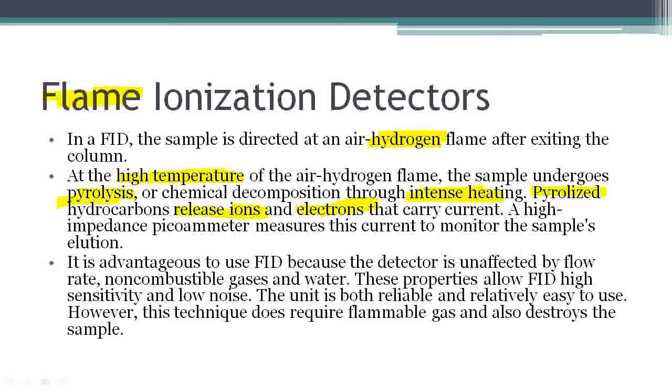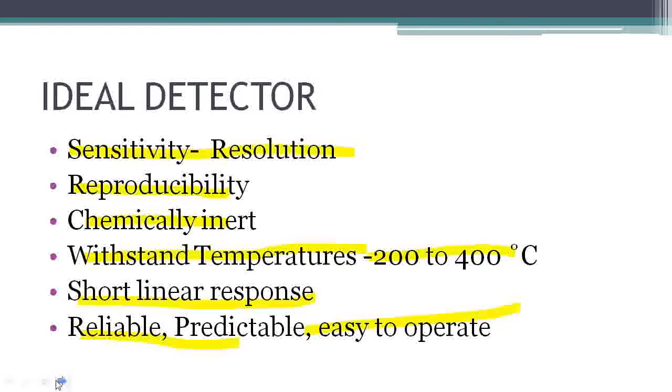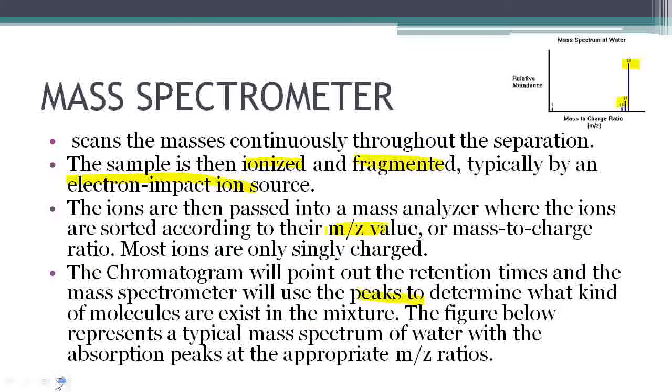What happens when the sample is introduced, due to the very high heat because of the oxygen hydrogen flame? It breaks down, it produces ions and electrons, and these have a certain current, and that is measured. So it is advantageous to use FID because the detector is unaffected by flow rate. It should have a linear response. What did we discuss previously? Let me go back. Short linear response, right? And it should not be affected by flow rate, so that is one advantage.